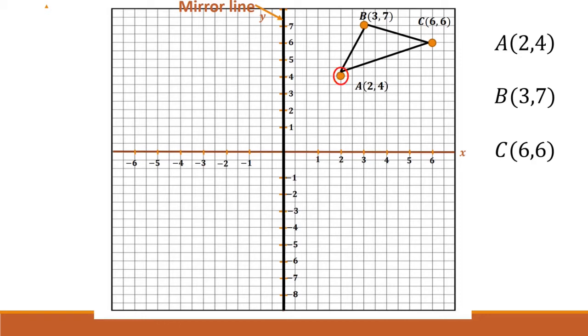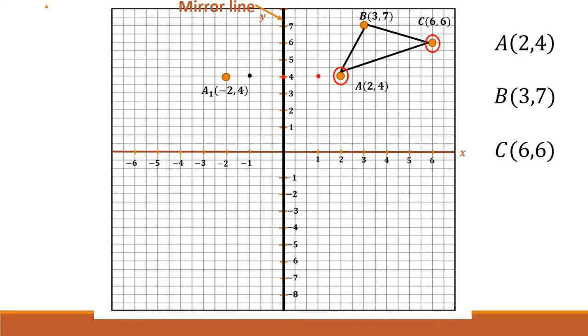So to reflect on the y-axis, we'll pick the first point A and move towards the y-axis. So let's count. 1, 2. So I counted 2 steps to get to the mirror line. In the same way, I have to count 2 steps away from the mirror line to produce the image point. So let's count 1, 2. So that last point produces the point A1, which is (-2, 4). We'll pick the next point.